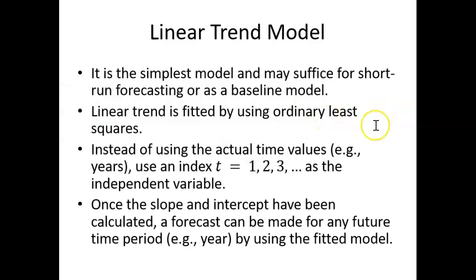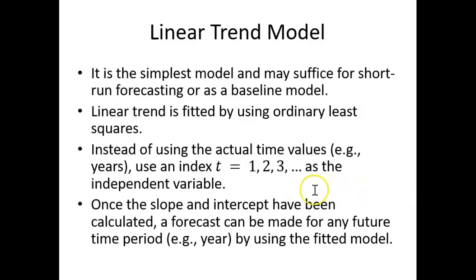So a linear model, this is the simplest one, and it's usually best for short run forecasting, or as just the first model you estimate, and you call that the baseline model. The linear trend is fit by OLS regression, ordinary least squares. Okay, and instead of using the time periods that's contained in your data set, you create a time index. So the first date in your data set, you convert that to a 1, the second date you convert it to a 2, and so on. And that's the independent variable in your regression analysis.